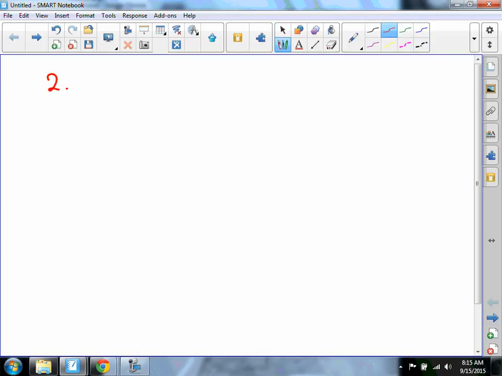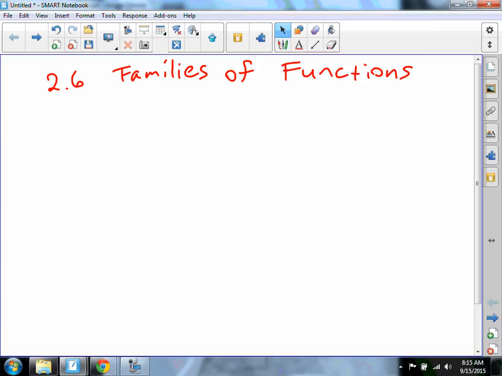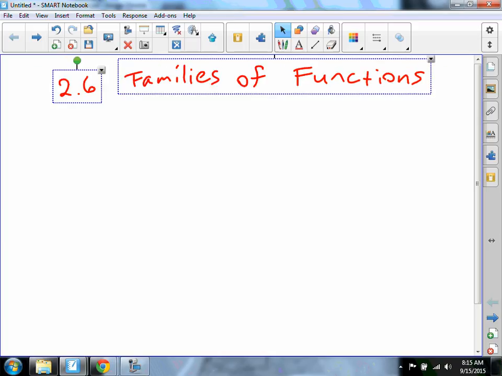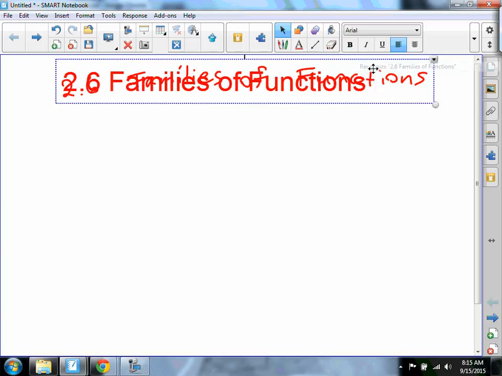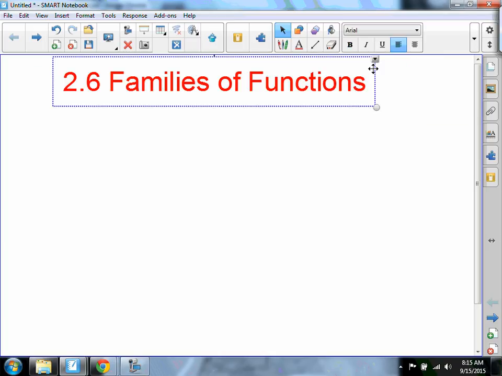We're looking at Chapter 2, Section 6. The title is Families of Functions. What we're going to do in here is talk about parent functions and how functions can be modified. Those modifications are actually called transformations.